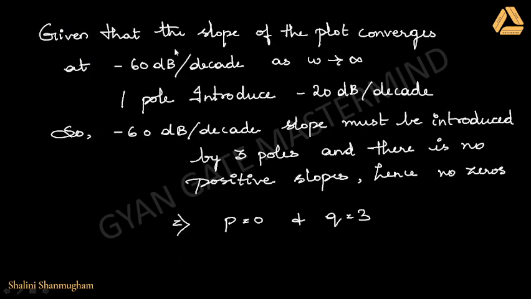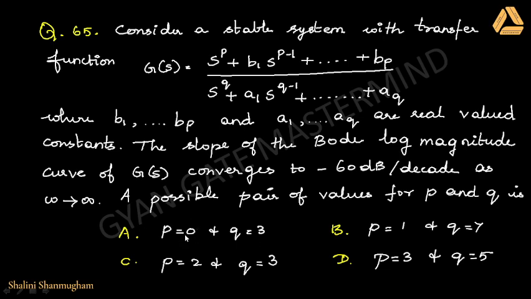We know that the slope of the plot converges at minus 60 dB per decade, which is given. So at infinite angular frequency, the total slope is minus 60 dB per decade. We know that one pole will introduce minus 20 dB per decade slope, so minus 60 must be introduced by 3 poles. And also we don't have any positive slopes, from which we can infer that there are no zeros. So the answer is p equal to 0 and q equal to 3. The number of zeros is 0 and the number of poles is 3.